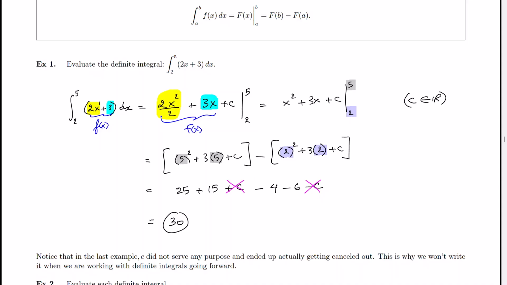And if we wanted to confirm whether this is the area or the total area, we would have to graph 2x plus 3 and look at the region from 2 to 5 to see if it's always above or below the x-axis, and then conclude whether the 30 that we got is the total area or the net area.